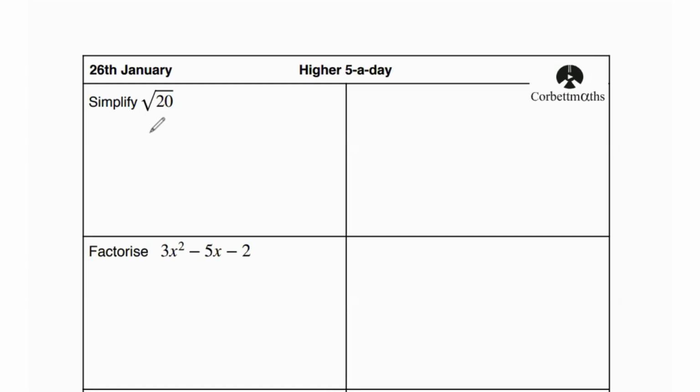First question says simplify root 20. So we're going to prime factorize 20 first. 20 is basically 4 times 5. And we know 4 is 2 times 2. 5 is a prime number, so we can't further break it down. So let's rewrite root 20 as root of 2 times 2 times 5.